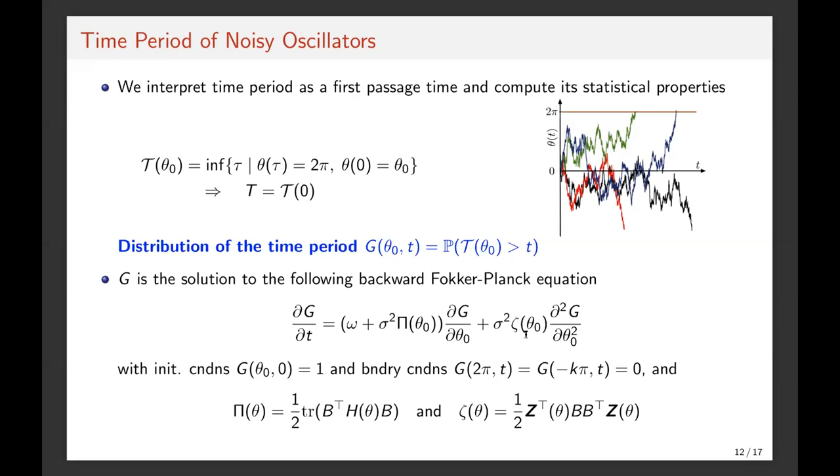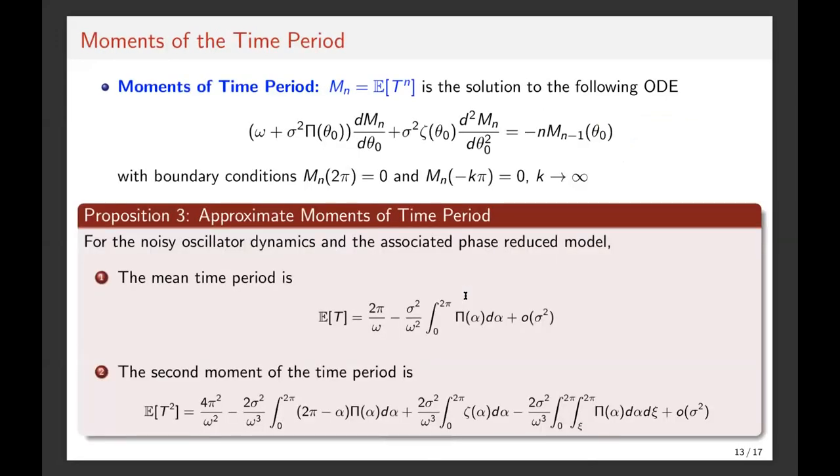If you solve this Fokker-Planck equation, of course we get the distribution of the time period and we know everything about it. However, it might not be easy to solve this equation, and we may only be interested in some moments of the time period. So using this equation, we can derive an ODE for our time period, which is given here. You see, the boundary conditions are zero, and it's much easier to solve this equation and to compute, for example, the mean given here, and the second moment of the time period given in the second equation.